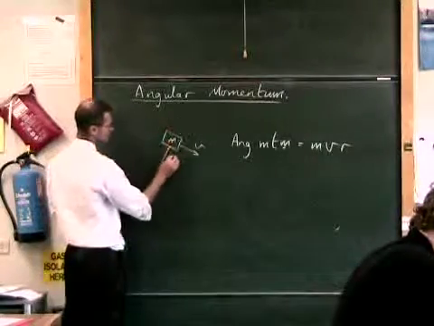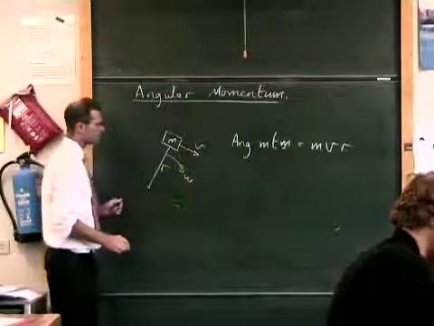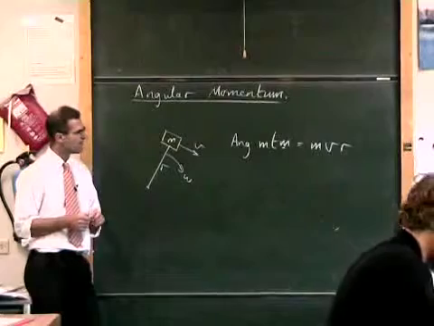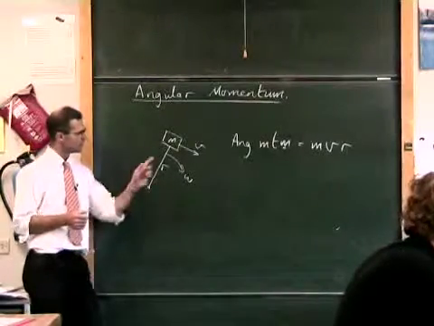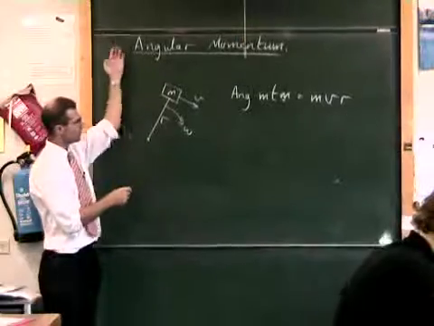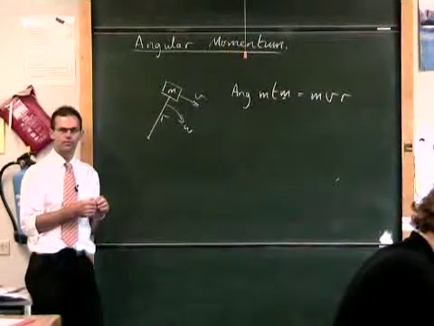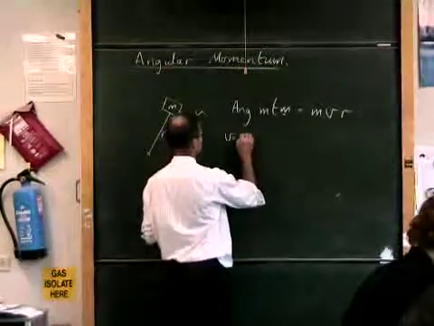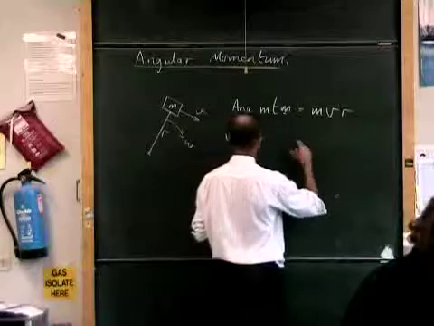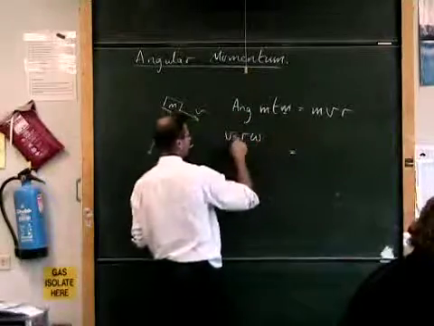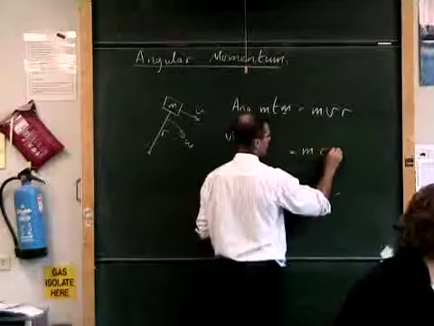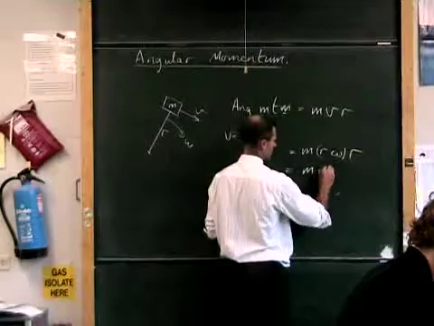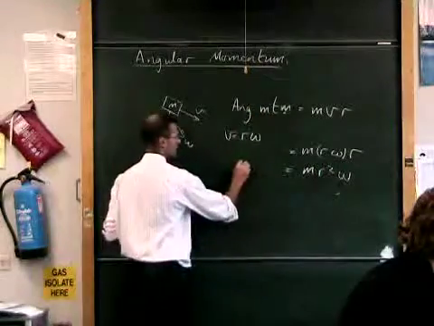Now if we've got that rotating at omega radians per second, can we express that in terms of omega? So we need to work between v and omega. What's the relationship between v and omega? Okay, so we can substitute in v equals r omega. So that's going to be r omega times r, which gives us m r squared omega for the angular momentum.